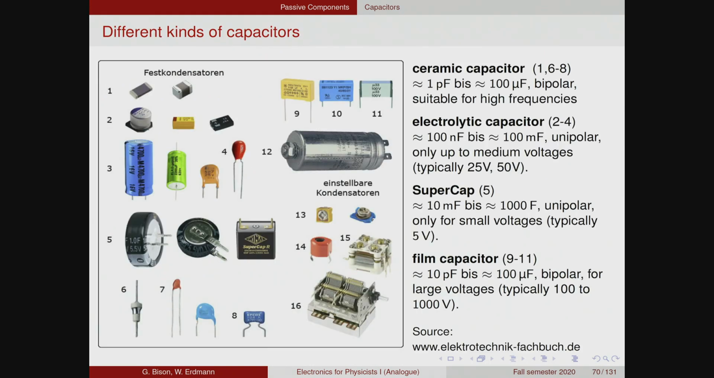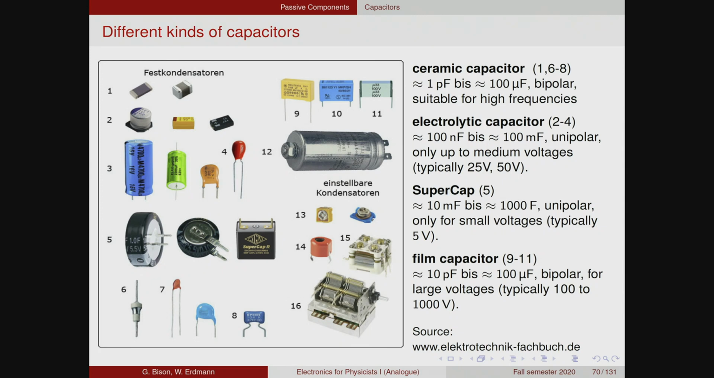Okay, how do capacitors look like? There are many, many different kinds of capacitors around. So for small electronic circuits, surface mount capacitors like this, typically ceramic capacitors, are used, but ceramic capacitors can also look quite different, like those ones here, and I think those ones are the ones we will use in the exercises. They are bipolar, which means it doesn't matter to which terminal you connect plus and minus, and they are suitable for high frequencies. So they can react very quickly to a change in voltage. But they are limited in the capacity that you can have.